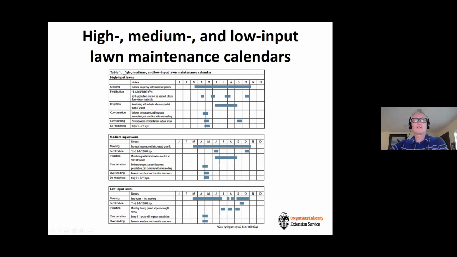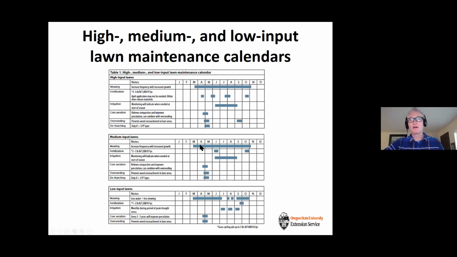And here's a chart that lays it out: high, medium, low input maintenance lawn calendar. So if you want a high input lawn, you're going to be mowing it most of the year. You're going to need to fertilize it 4 times a year. You're going to need to irrigate it during the summer. It's recommended that people do aeration and overseeding twice a year. Overseeding is the practice of basically passing over your lawn and reseeding it, or just seeding over top on a regular basis. And then dethatching it as well. So that's definitely a high maintenance lawn.